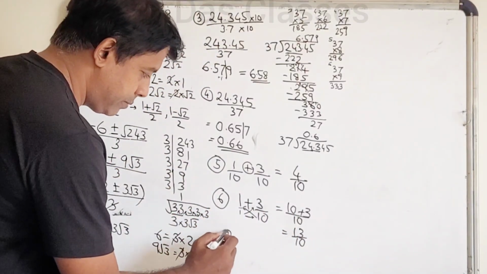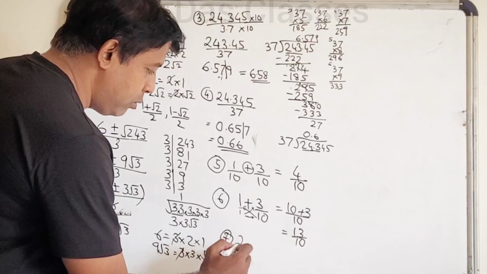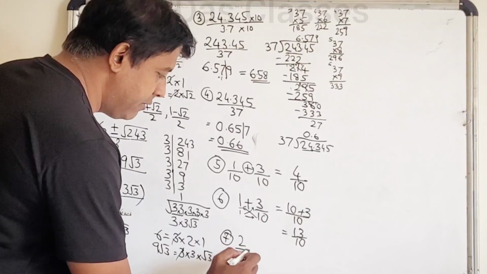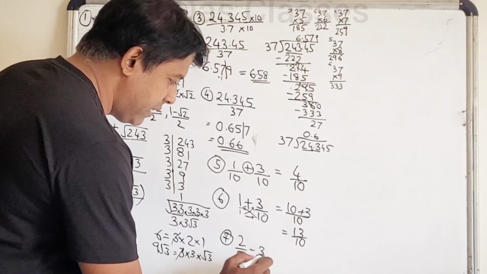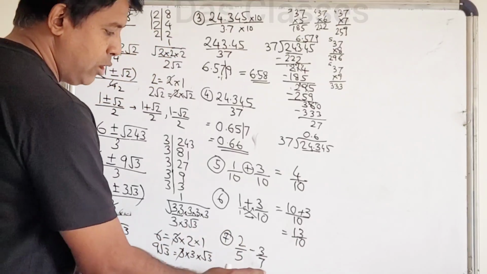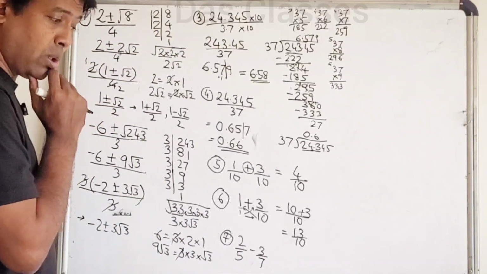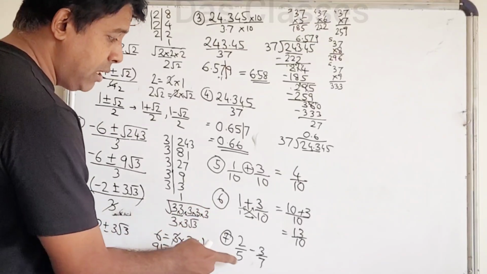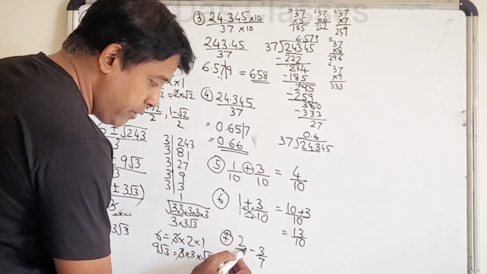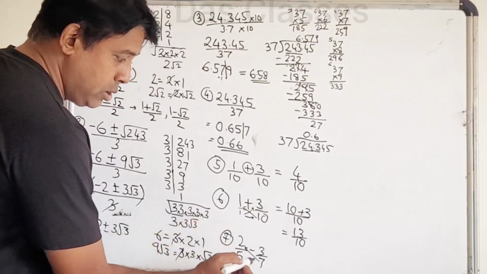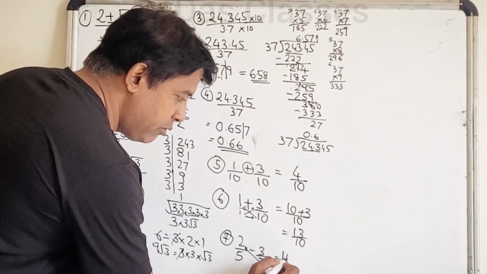Next, suppose I give you two numbers, 2 upon 5 minus 3 upon 7. This time their denominators are not the same. So what do you do when the denominators are not the same? Again the same thing, you need to cross multiply. First you always cross multiply this part. So 2 7s are 14.